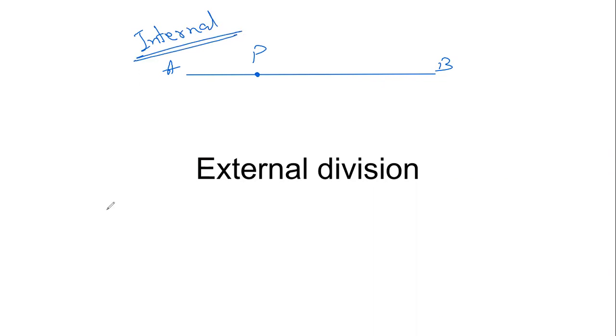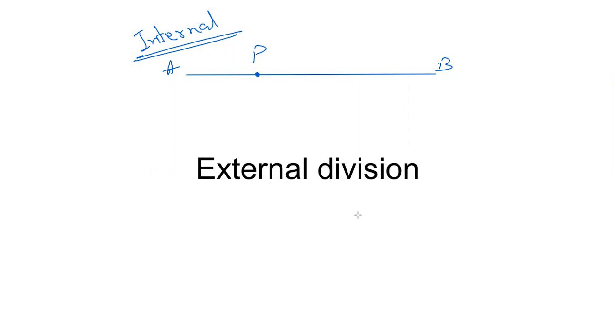Till now, what we have seen is there is a line. And there is a point, or there are multiple points on the line segment between the endpoints which divide the line segment. Now, because this point is between the endpoints, this kind of division is called internal division. External division is a different situation.